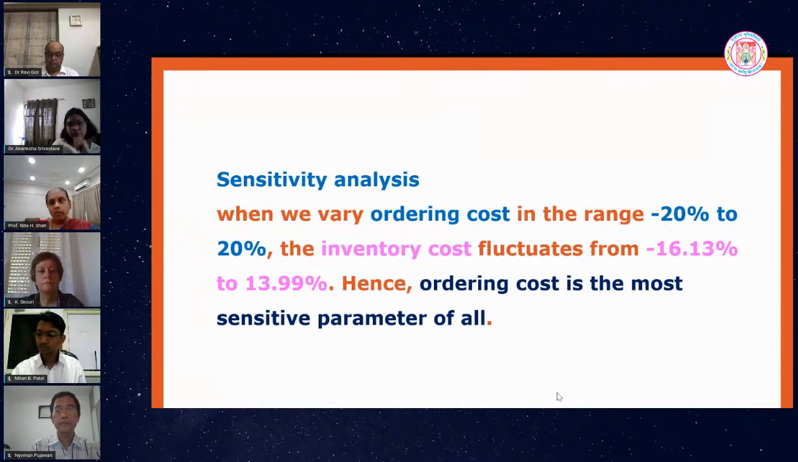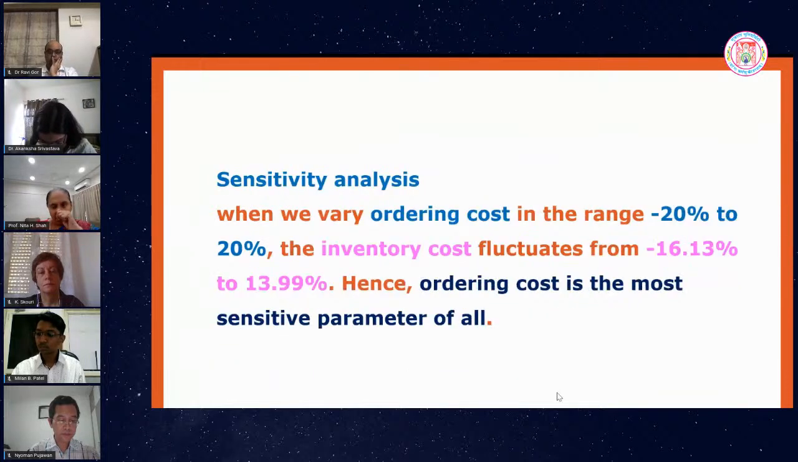Obviously, when we have data that is validated, the next job is to have the sensitivity analysis to find out which is the most critical inventory parameter that should be handled very tactically. And it says that when ordering cost is varied in the range -20% to 20%, the total inventory cost fluctuates from minus 16.13% to 13.99%. So you can say that this parameter has to be tackled very significantly, minutely. One should go with variation in ordering cost. So hence ordering cost is the most sensitive parameter for the inventory system.